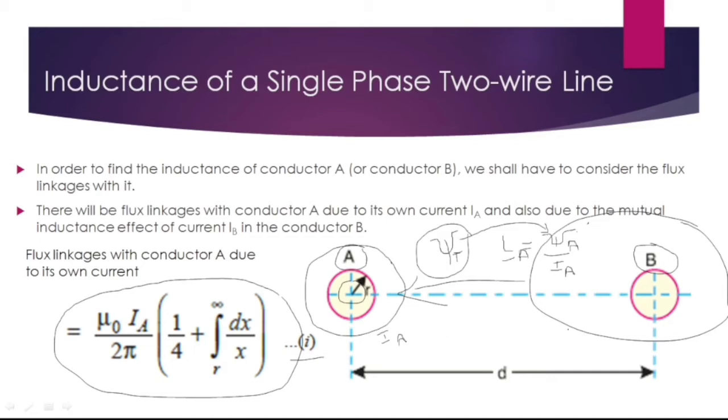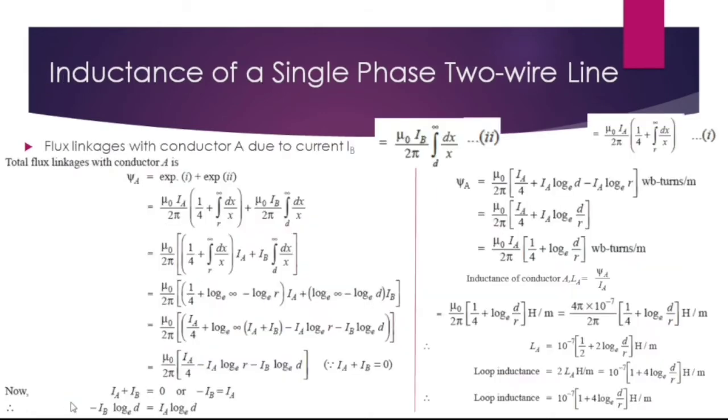Then the second one, the flux linkages due to the current IB. This current IB is the current passing through conductor B. Because of the current passing through this conductor, it produces the magnetic field, and these fluxes are linked with conductor A. This expression was also concluded in the previous video, that is nu naught IB by 2 pi integral d to infinity dx by x.